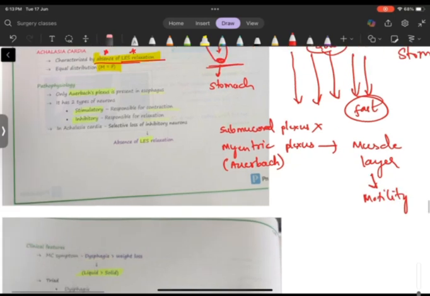What happens in achalasia cardia is, this Auerbach's plexus is present in the esophagus and it has two types of neurons. One is stimulatory, which is responsible for contraction. The other one is inhibitory, which is responsible for relaxation. In achalasia cardia, these inhibitory neurons are lost. There is selective loss of only inhibitory neurons and the excitatory neurons are present. Because of this, there will be contraction but no relaxation.